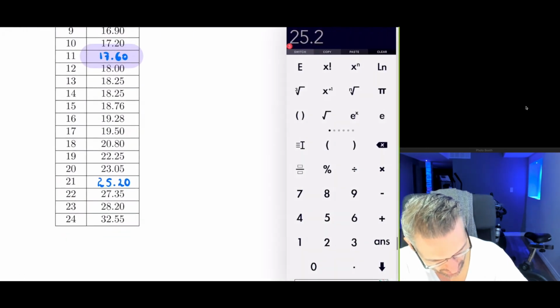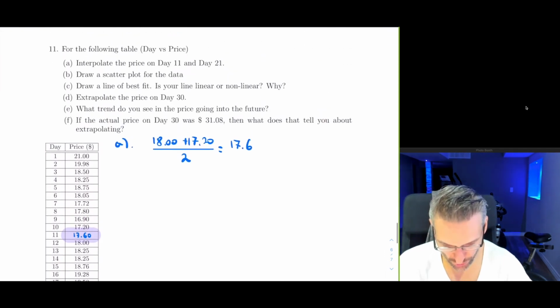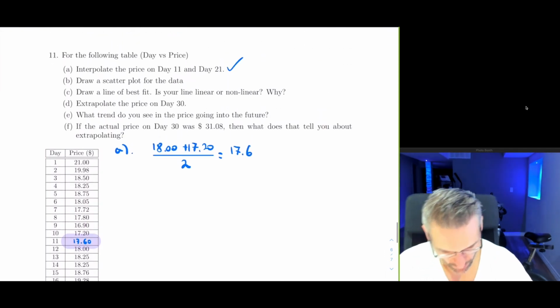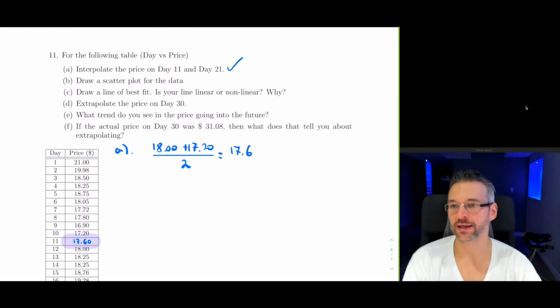25.2, I believe. Let's see here. Yep. Okay, so those would have been our 2 points that we had there. All right, so that was part A, and you could have done it that way. Draw a scatter plot for the data.